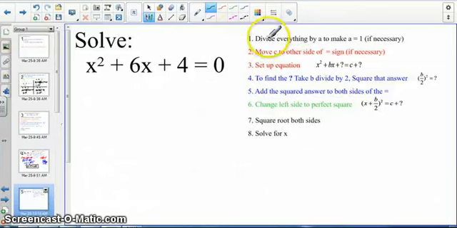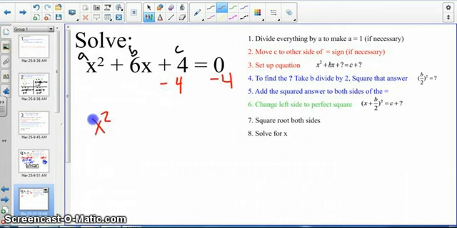Step 1 for this problem, divide everything by a to make a equals 1. A is 1 right now, so I don't have to do step 1. Step 2 says move c to the other side of the equal sign if necessary. Well, I need to get c all by itself, so negative 4. And then we can set up our equation: x squared plus 6x plus something equals negative 4 plus something.